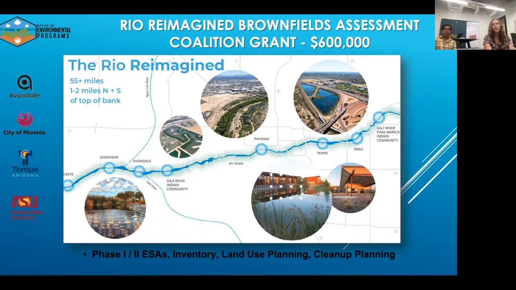And the nuts and bolts of how the assessment grant works is the City of Phoenix already has on-call environmental consultants that meet the procurement standards of EPA. So we use our on-call consultants to do the phase ones, phase twos, asbestos or lead surveys for all 3 cities. And we can do assessments for our own properties that are already owned by the city, properties that the city is looking to acquire, and we can also do assessments for private developers that are looking at a site that's within our Rio Reimagined areas. So it works for private developers too. They just have to go through our consultants on contract.